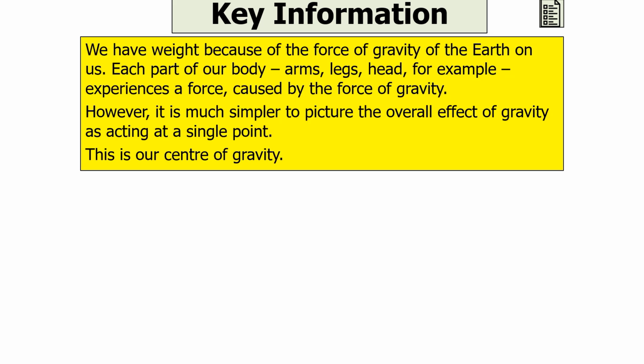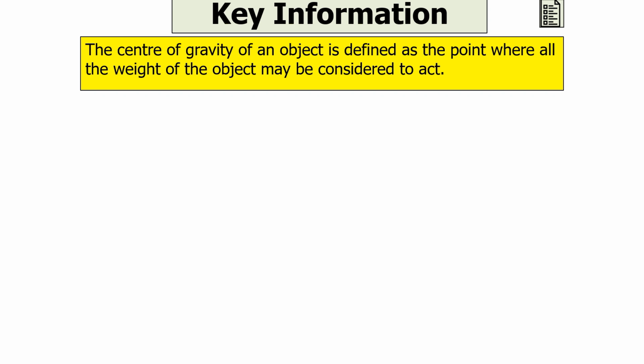Now we have a weight because of the force of gravity of the Earth on us. So each part of our body, our arms, our legs, our heads, will all experience a force caused by the force of gravity. However, it's much simpler to picture the overall effect of gravity acting at a single point, which is our centre of gravity. So the centre of gravity of an object is defined to be the point where all of the weight of the object may be considered to act.